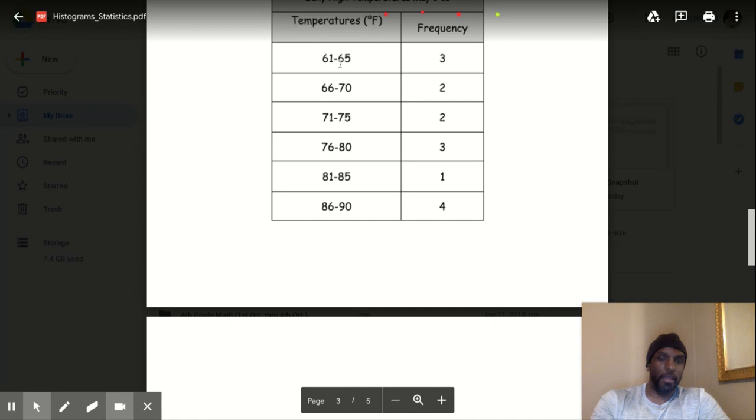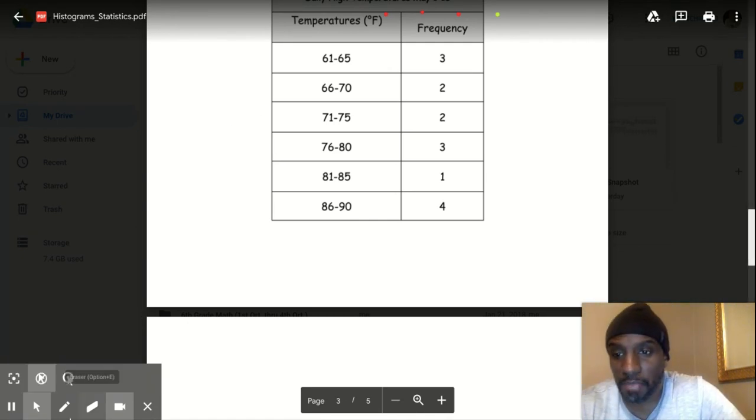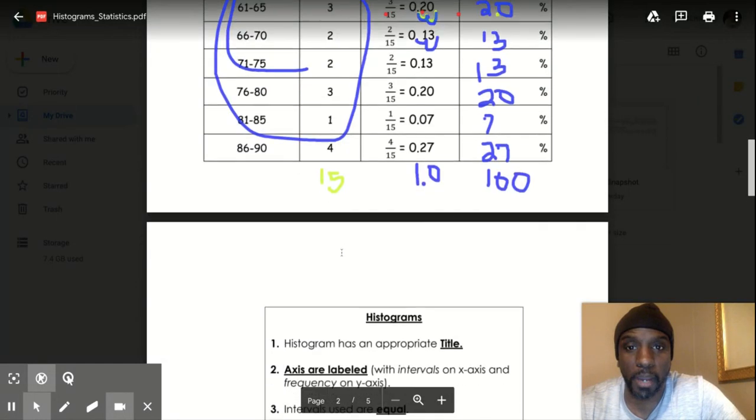3 days right here between 61 and 65. Now, my other range is 66 through 70, okay? So that range is from 66 all up to 70. That's 5. Remember, your bars have to be the same width. All your bars need to be the same width. That was something that we went over right here.